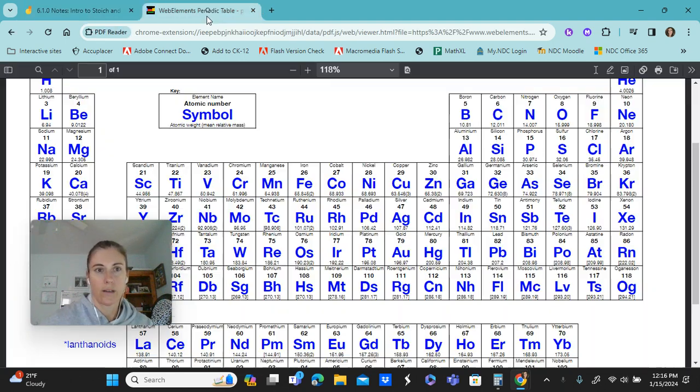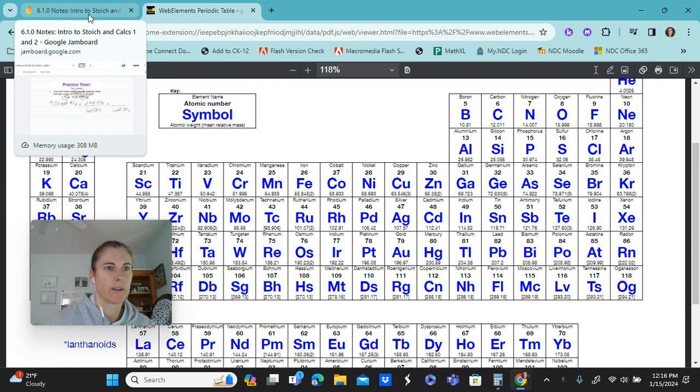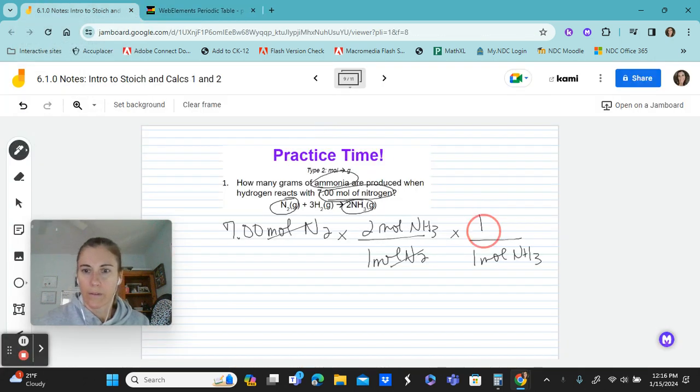Now all I have to do is my molar mass of ammonia. So look at your periodic table. Nitrogen weighs 14.01. Hydrogen weighs about 1. There's 3 of them. So that is about 17.04 if you would add that up. Or 17.03. Okay, so that cancels out. Now we're going to just take 7 times 2, which is 14, times 17.03.